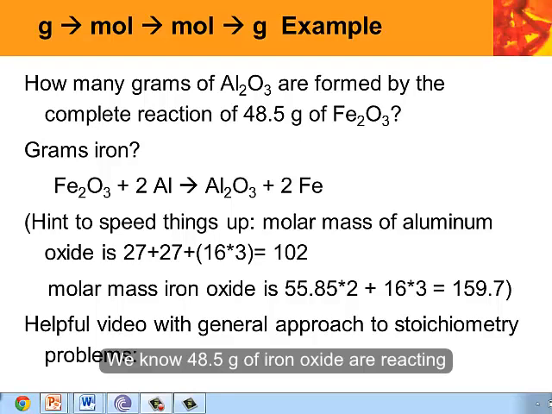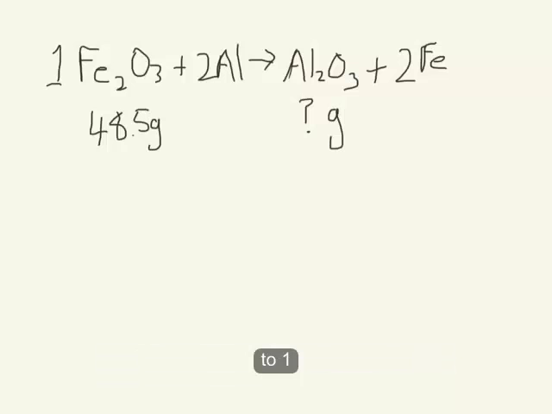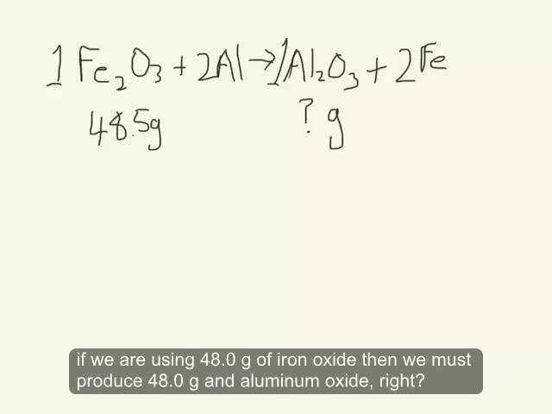So we know 48.5 grams of iron oxide are reacting, and we know that there is a 1:1 molar ratio of iron oxide to aluminum oxide. So therefore, if we're using 48.5 grams of iron oxide, we must produce 48.5 grams of aluminum oxide, right? No!